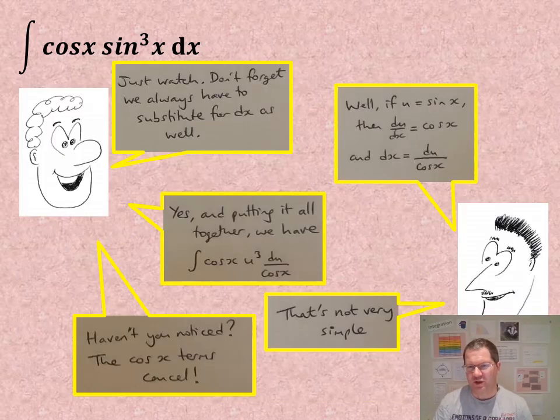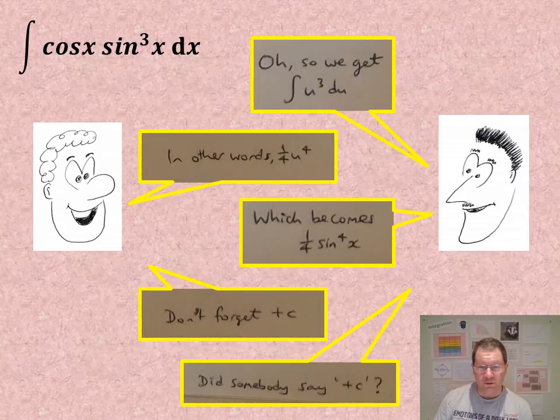Don't forget we always have to substitute for dx as well. Well, if u = sine x, then du/dx = cos x, and dx = du over cos x. Yes. And putting it all together, we have the integral of cos x times u cubed du over cos x. That's not very simple. Haven't you noticed? The cos x terms cancel. Oh, so we get the integral of u cubed du. In other words, a quarter u to the 4, which becomes a quarter sine to the 4 x. Don't forget the plus c. Did somebody say plus c?